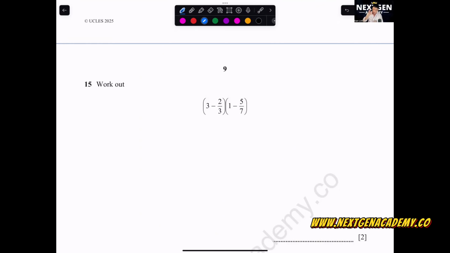The first part. You all can break it down into two different parts. Maybe to be clear, let's do one at a time. 3 minus 2 over 3. You can write it as 9 over 3 first if you want. Then we'll get 7 over 3. How do you all get 1 over 3? Just now all say 1 over 3. Okay, 1 minus 5 over 7. This one we will get 7 over 7 minus 5 over 7, which equals 2 over 7. Then now we can join it together, which is 7 over 3 times 2 over 7.